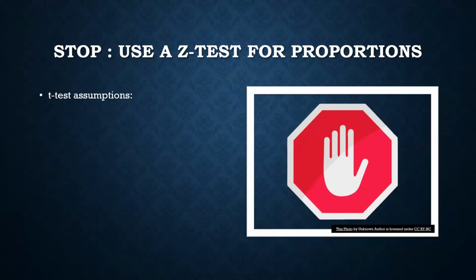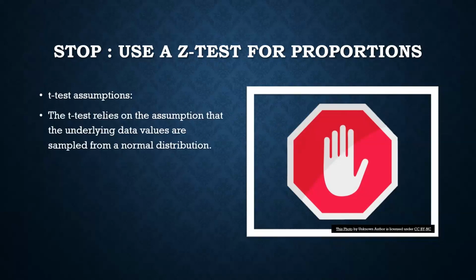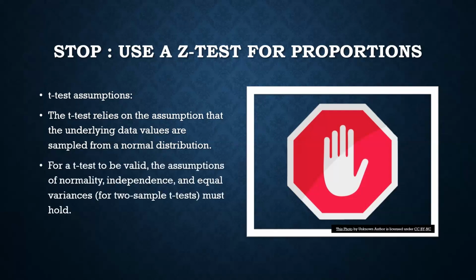So number one, we've got to look at the t-test assumptions, okay? So the assumptions of the t-test are, first of all, that our data is randomly sampled from a normal distribution. So our data has to be from a normal population. Okay, so that's our first assumption. When it comes to other assumptions, we need to have, of course, normality, independence, and equal variances for two sample t-tests. So all of these assumptions must be true in order for us to consider our t-test valid, right?